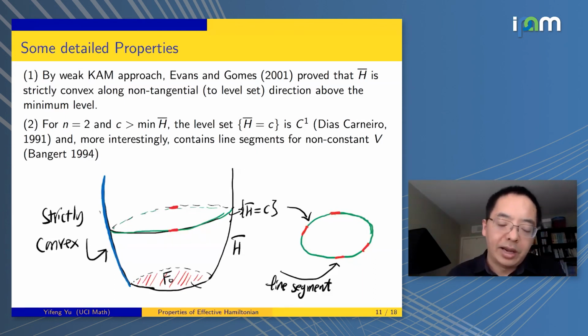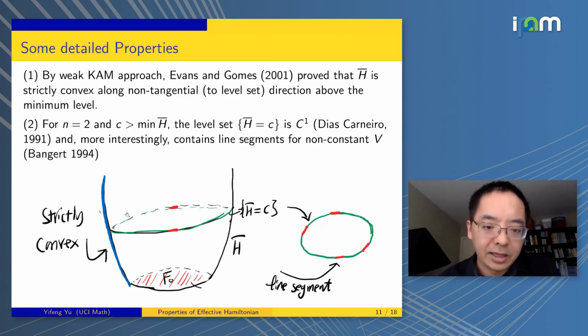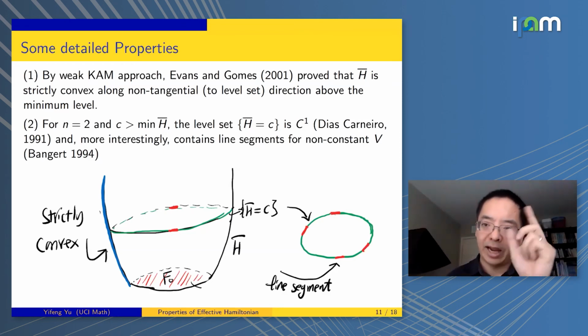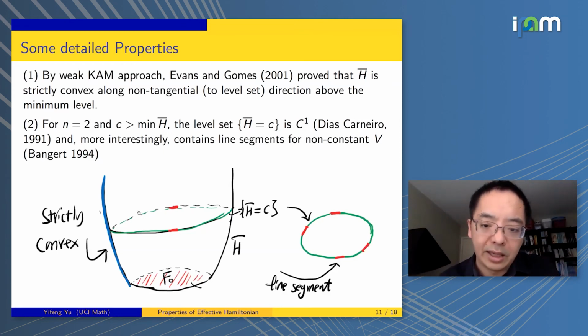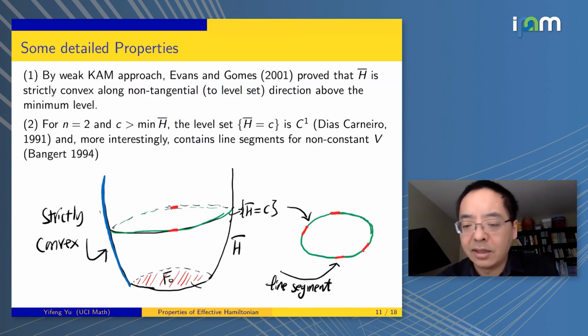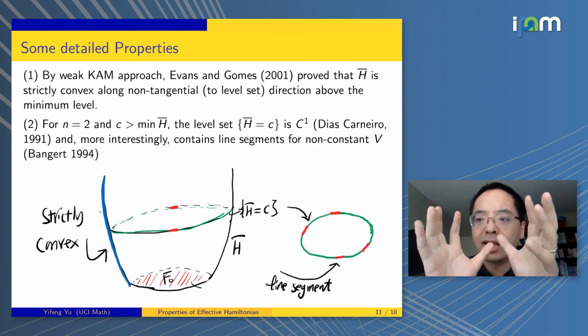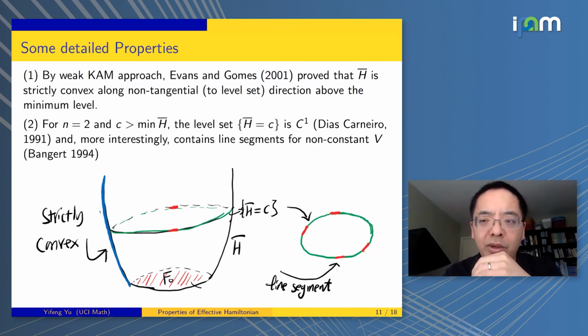So basically he showed that if you look at each level set, the level set is not strictly convex. Although the original one, of course, is perfectly a circle, right? It's 1/2 p squared, so it's a circle. But if you average it, each level set is not strictly convex, in the sense you always have line segments on the level set, unless your potential V is constant. So by this averaging process, as long as V is not constant, you always have a line segment appearing on the level set.